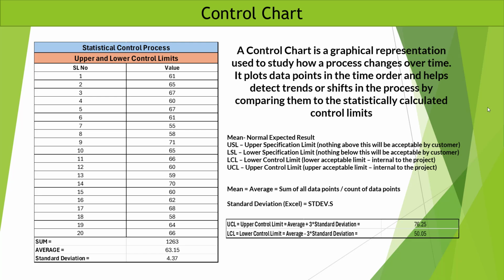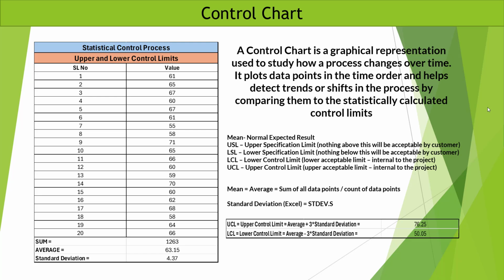Now let us revisit the definition of control chart. A control chart is a graphical representation which is used to study how a process is changing over time, or how your process step is changing over time and is behaving. And if it is behaving, it is giving you a variation of the data values both at the higher side and at the lower side. Let us plot those data points or data values in the time order. That will help us detect the trend or the shift in the process, and it will also give you an idea about how big that variation is from the mean, both at the lower side and at the higher side, by comparing them to the statistically calculated control limits.